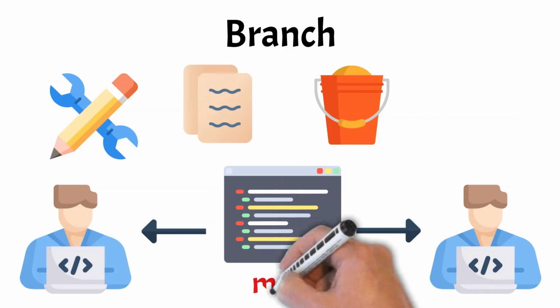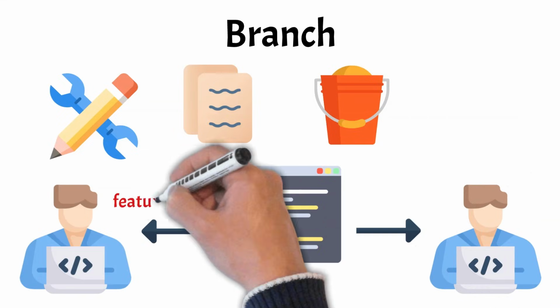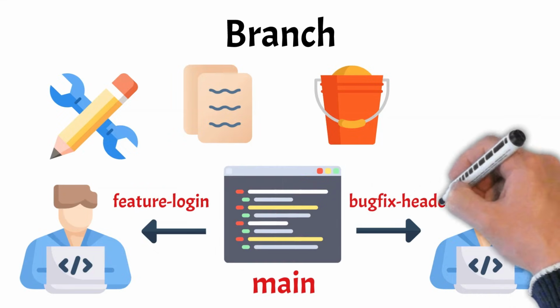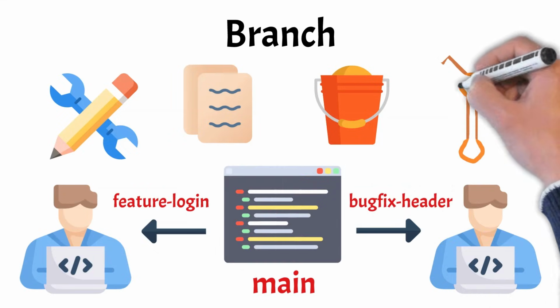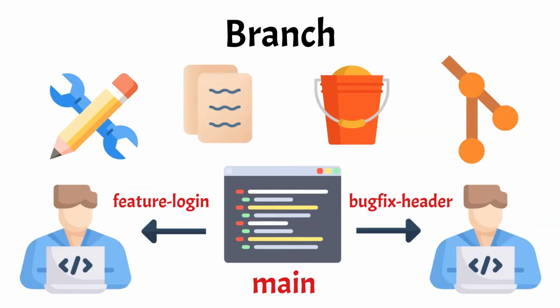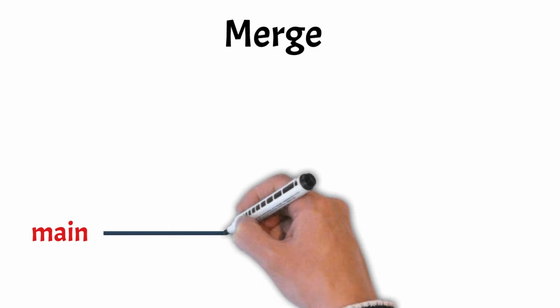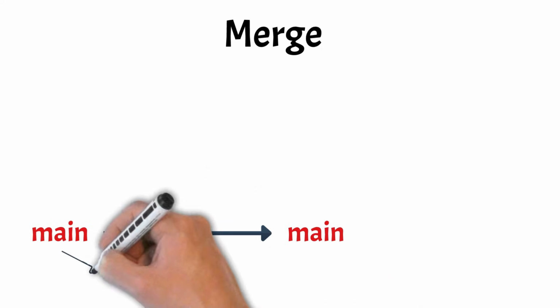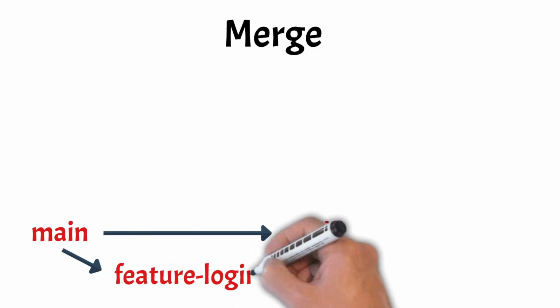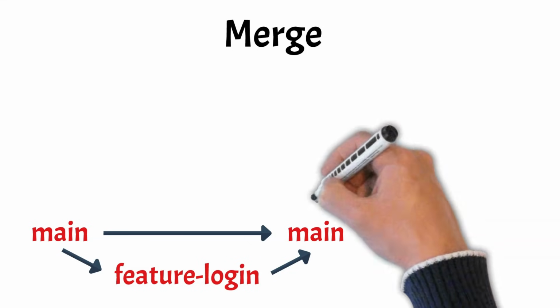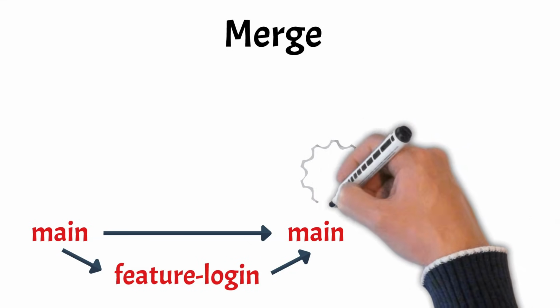Common workflows involve having a dedicated main branch for production-ready code and additional branches for new features, bug fixes, or experiments. After working on a branch, you'll eventually need to combine your changes. That's where merging comes in. When you merge a branch, you're bringing the changes from one line of development back into another, like merging the feature login branch into main.